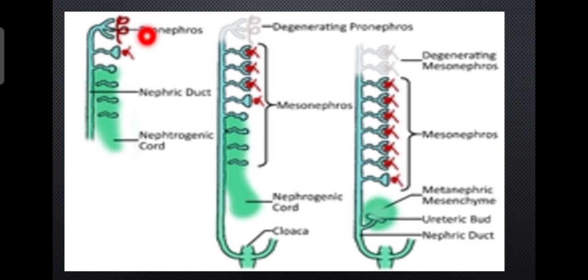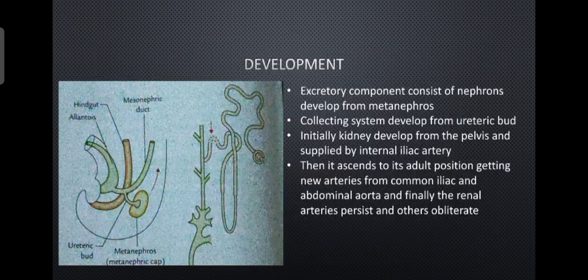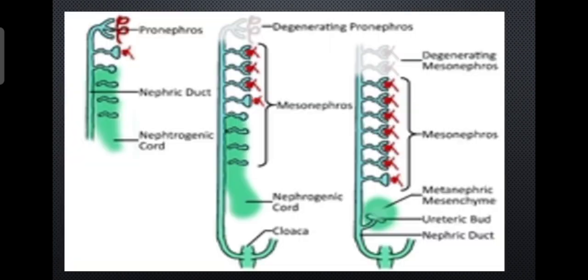First it arises as a pronephros, this is the primitive kidney, then it forms the mesonephros, then we have the metanephros. So from the metanephros we will develop the kidney, and the kidney will emerge here and then go towards the abdominal cavity. Okay, this is the development of kidney. And here you can see the mesonephric duct.